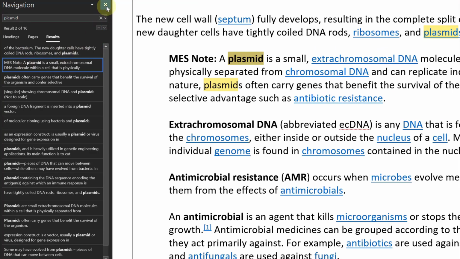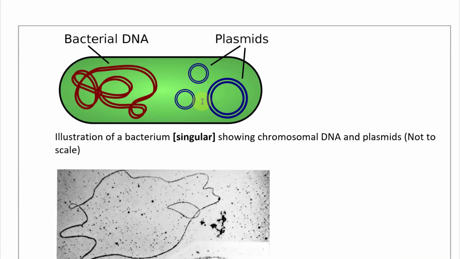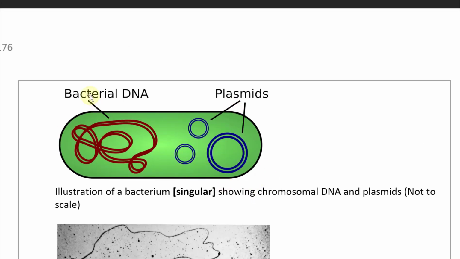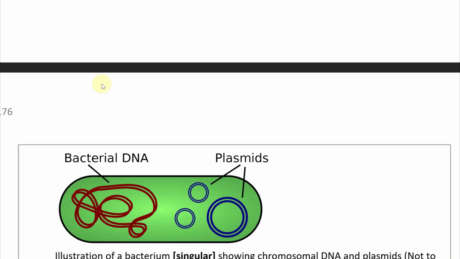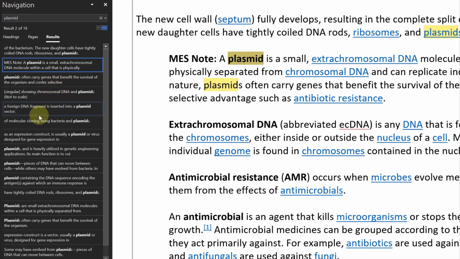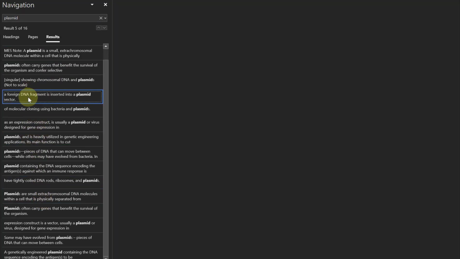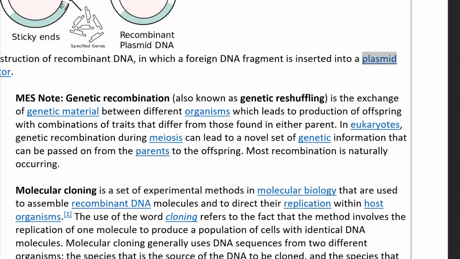So if we go back here, a plasmid is a small extra chromosomal DNA molecule within a cell that is physically separated from chromosomal DNA and can replicate independently. In nature, plasmids often carry genes that benefit the survival of the organism and confer selective advantage, such as antibiotic resistance and so on. So yeah, here's an example just outside of the main DNA in the chromosomes. So let's continue further. So search plasmid and go all the way back here, and that is going to be inserted into a plasmid vector here.